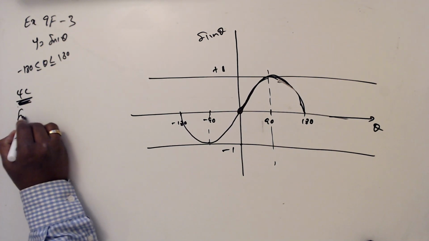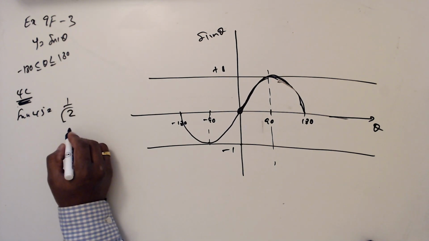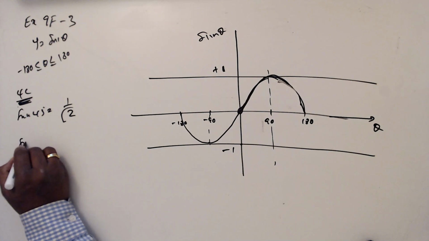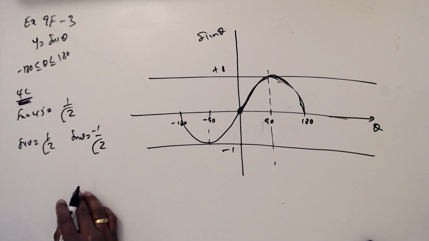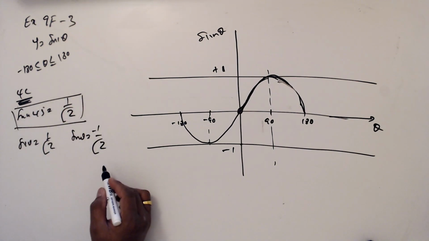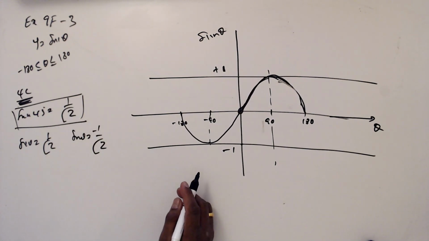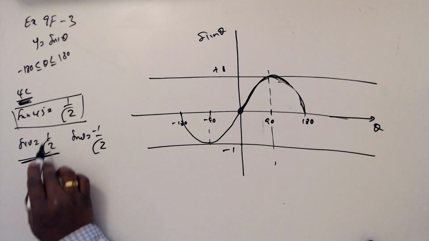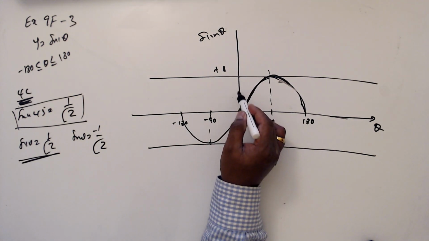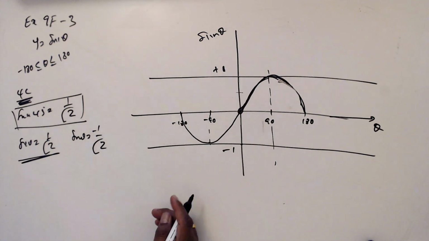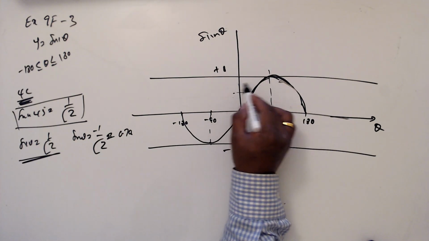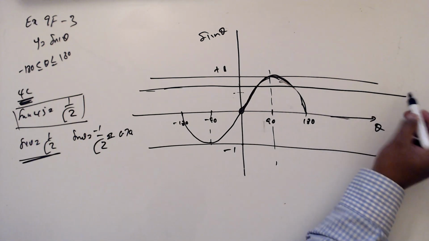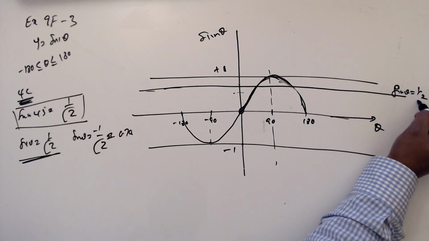Given sine 45 equals 1 over square root 2, I need to find more values for sine theta equals 1 over square root 2 and sine theta equals minus 1 over square root 2. Okay, so this is the data given. Now I want to draw the sine theta equals 1 over square root 2 line, but I am not sure if it is greater than half. So we'll use the calculator. 1 over square root 2 is approximately 0.70. It means it is above half, somewhere here. This is the sine theta equals 1 over square root 2 line.